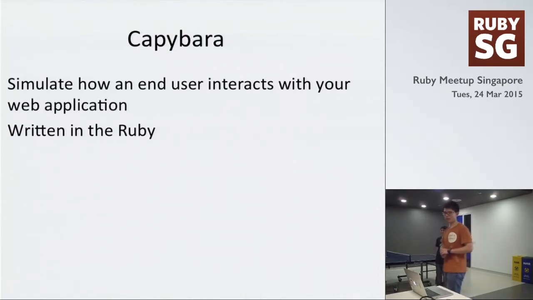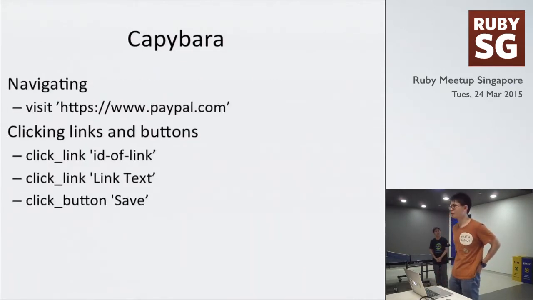So what is Capybara actually? Basically, Capybara is a Ruby library that you can use to simulate how an end user interacts with your web application. Here are some examples. If you want to open up a browser and visit some URL, you can use the visit command here. And you can also click on links by using the click command.